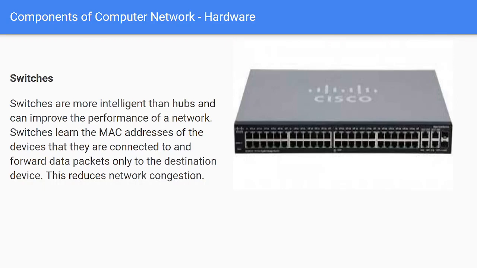We have A, B, C, D, E devices connected, right? So device A wants to send data to device E. What will happen is that device A will send the information and say, I want to send this information to device E, and device E's MAC address is so and so. You understand? So rather than broadcasting to B, C, D, E, the switch knows that this MAC address that A has provided belongs to E. So it will send it directly to E rather than sending to everybody. You get? That is the difference between switches and hubs.